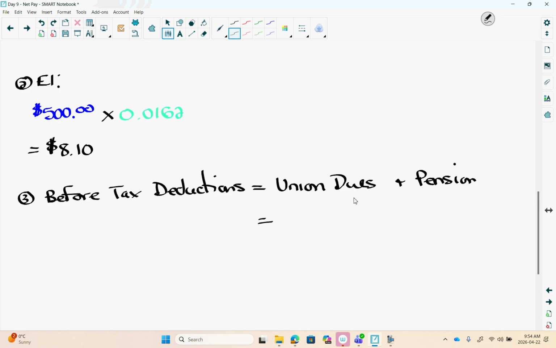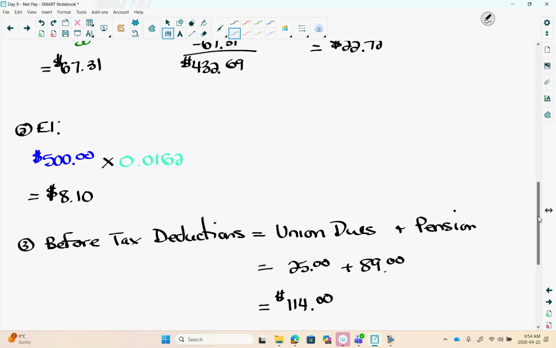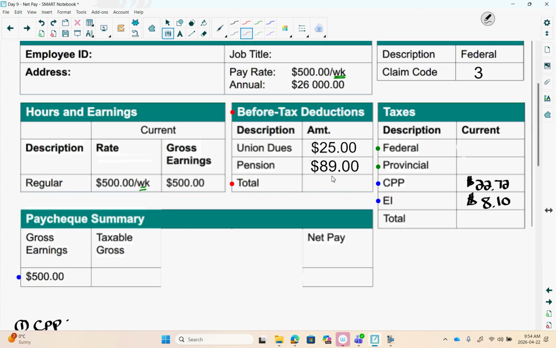What were the union dues? 25. How much are they contributing to the pension? $89. 25 plus 89 gives me a total of $114. Okay, you don't really need to show that down here. 25 plus 89 equals 114. Could have been done right up here. Here's the $114. I just added those up.